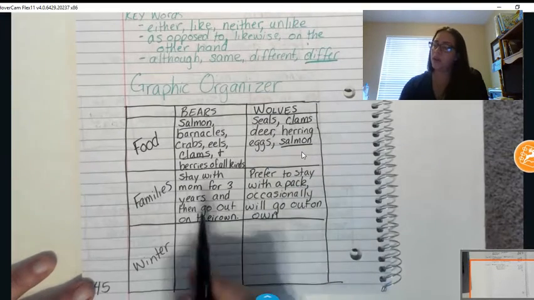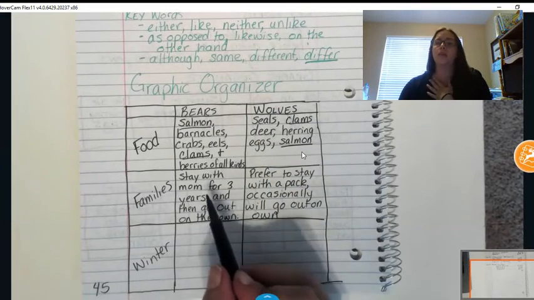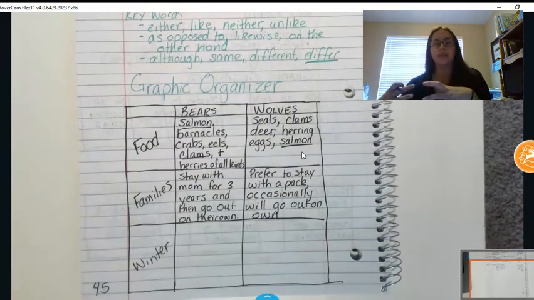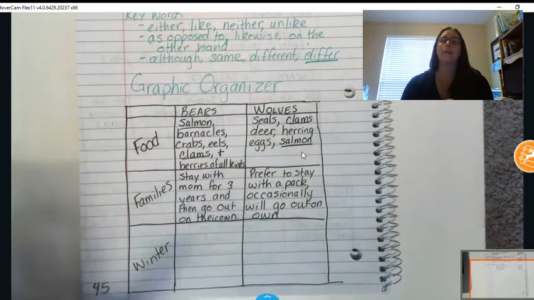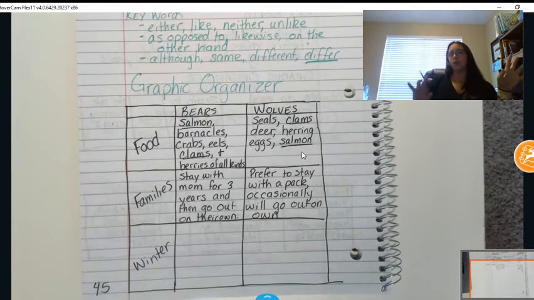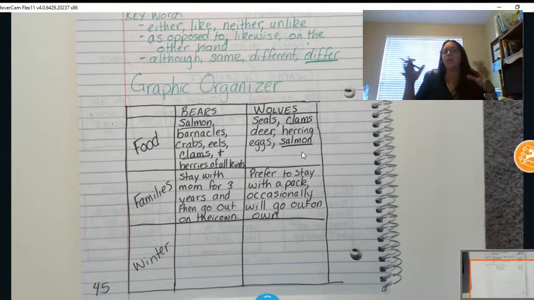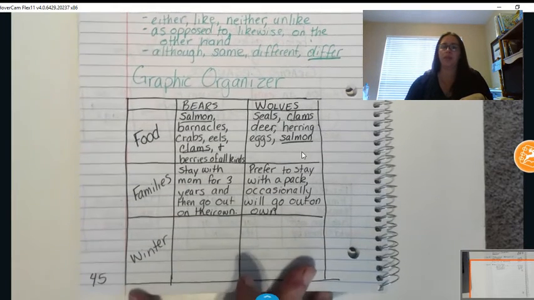All right, so, they stay with their mom for 3 years. So, sometimes in some ways they're a little similar because they live together when they're quite young. The bears live with their moms like the wolves do, but then the bears go off on their own, whereas wolves generally tend to stay with their families, and occasionally they'll go off on their own, but for the most part they stay with their family.